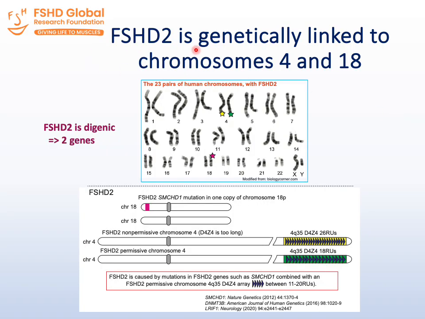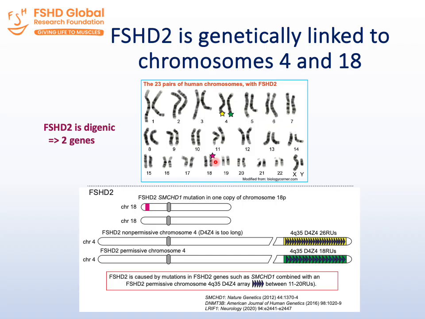Well, FSHD2 is also genetically linked to chromosome 4. Okay, so it's still chromosome 4 because that's where the DUX4 gene is located. But it's also linked to chromosome 18. Okay, so FSHD is digenic. You still need the chromosome 4 D4Z4 array with a 4A subtelomere, but also you need a second mutation in another gene, most commonly in chromosome 18, in order to get FSHD2.